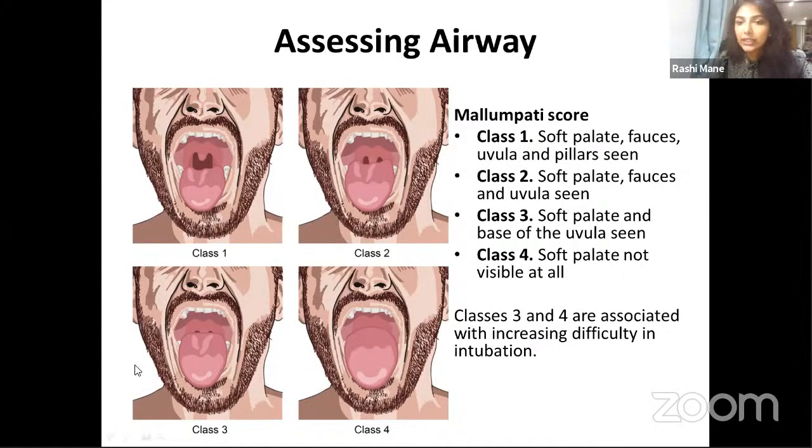In class 3, you can see the soft palate and the uvula, not so much the arches, and only the base of the uvula. And class 4 is when the soft palate is just not seen, you just see the hard palate. Now in class 3 and 4, this is when you're going to have that difficult intubation. That's when you want the anesthetist to be on hand, and you have to be wary of whether or not you might have to lead to surgical intervention.